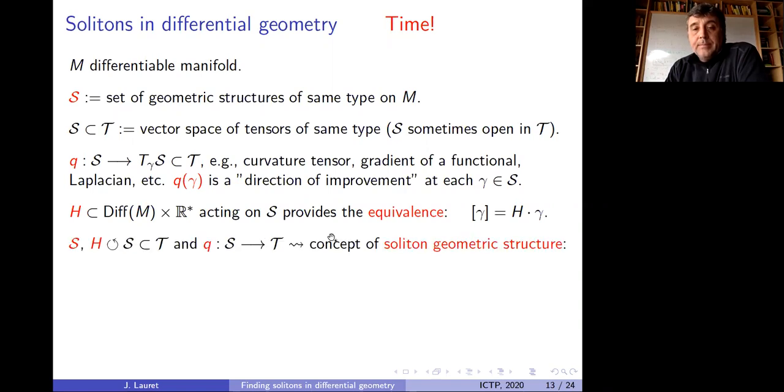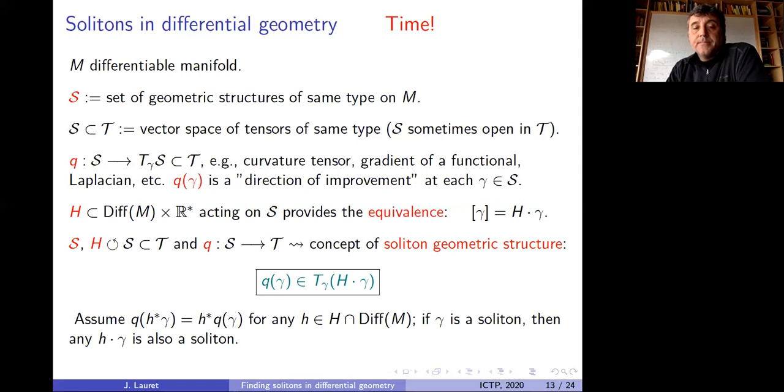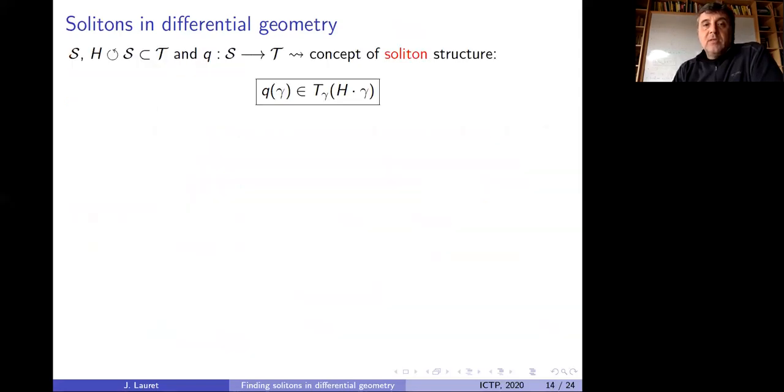Okay, and so again, these three, the set, the equivalence, and the direction, give you the concept of soliton. And of course, we can assume that this Q is natural enough to be diffeomorphism equivariant, at least for these H's. This is a soliton in differential geometry.